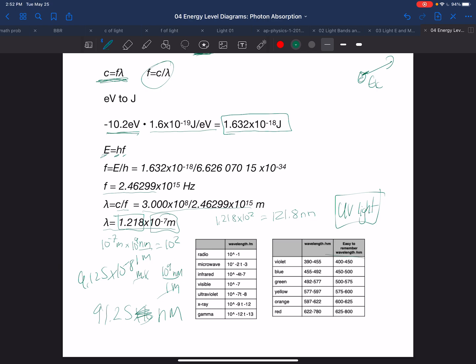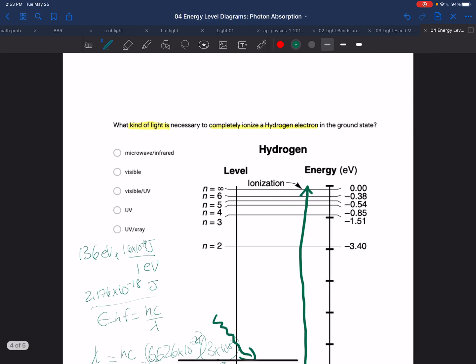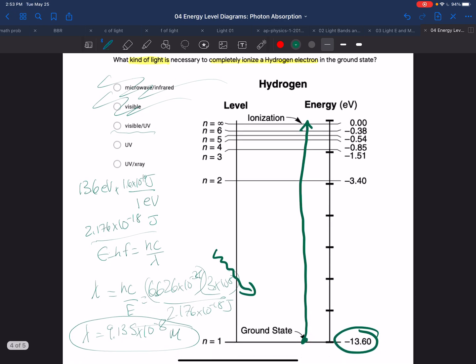So we can see again, that's too short right there. These are all too long. So it's got to be shorter than violet. Shorter than violet. So looking at our choices, that's out, that's out. Visible UV, that could be violet UV. Let's go a little further.